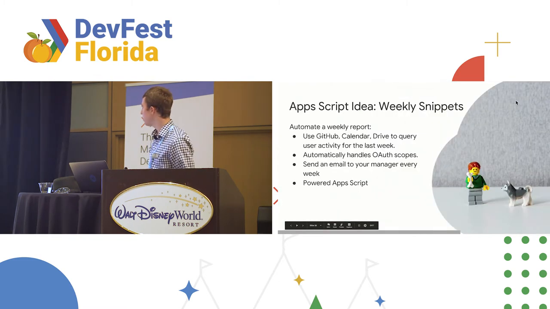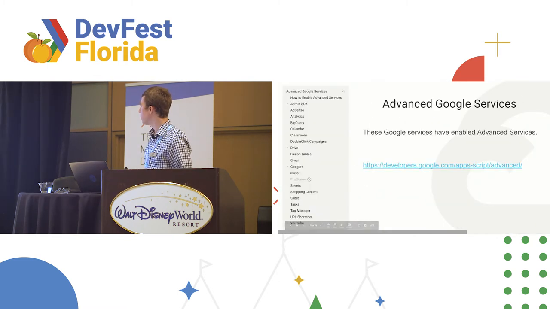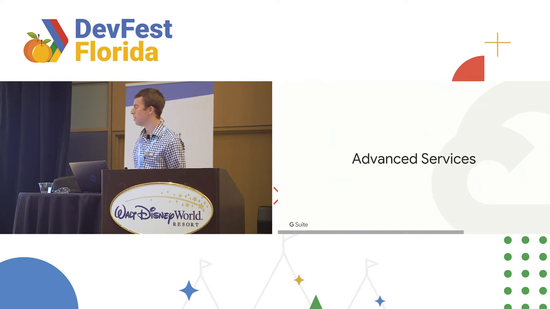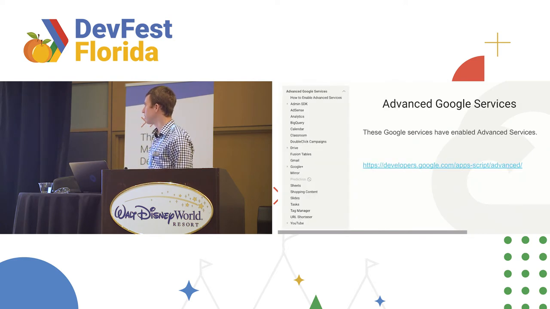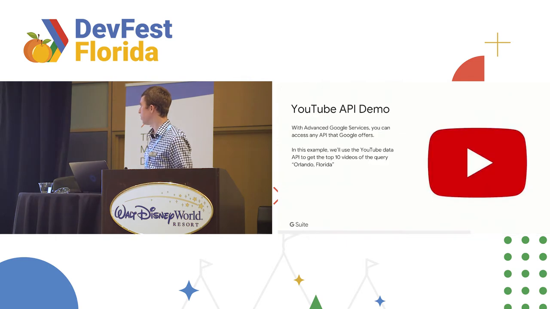Cool, I'm gonna skip that slide. Advanced services. So let's say you want to use any of these Google APIs. Advanced services allows you to do that. If you wanna use BigQuery, AdSense, Google Tasks, et cetera.